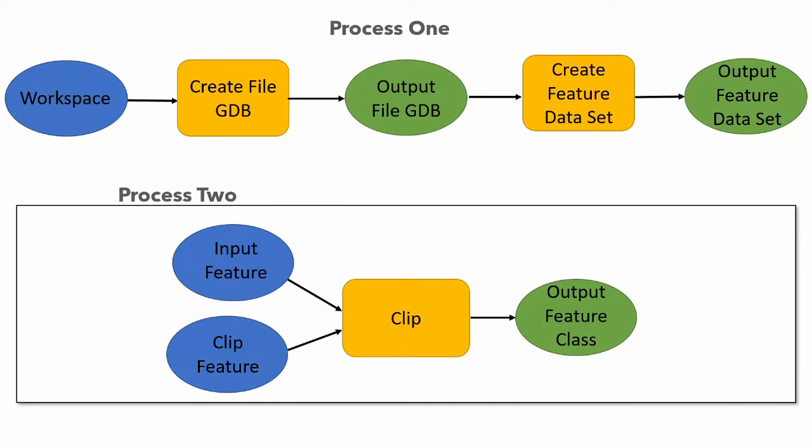We have 2 separate processes. One is creating a file geodatabase and then creating a feature data set. The other is having an input feature, a clip feature, and then producing an output feature class. We can connect those two by creating a precondition. So if I go into my workspace, I create this file geodatabase and this feature data set. If that process happens, I then also want it to kick off process number 2, where it clips features.